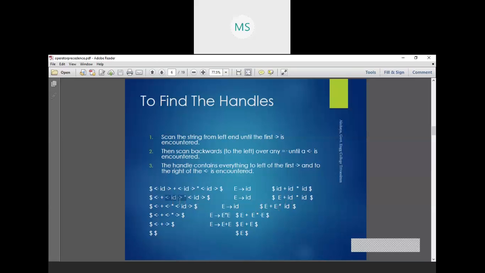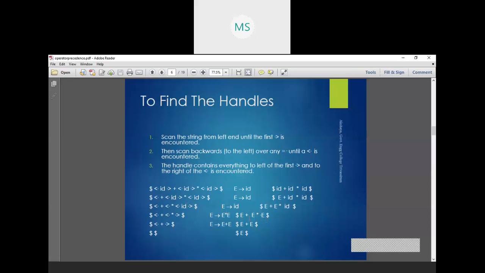Next I scan towards that ID. Again I get a handle between greater than and less than, which is replaced with ID. The third one, E derives ID. Because of that I write dollar E plus E star E. Now I have dollar E plus E star E, and that ID will be replaced with E.